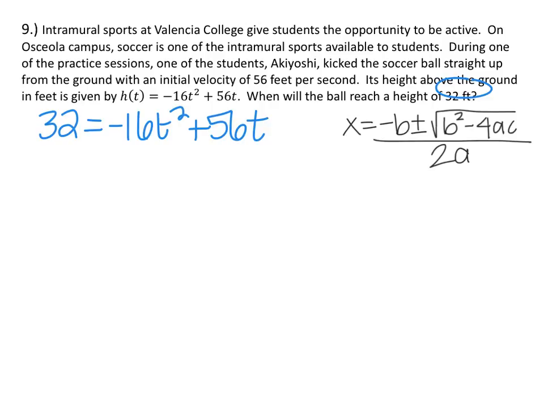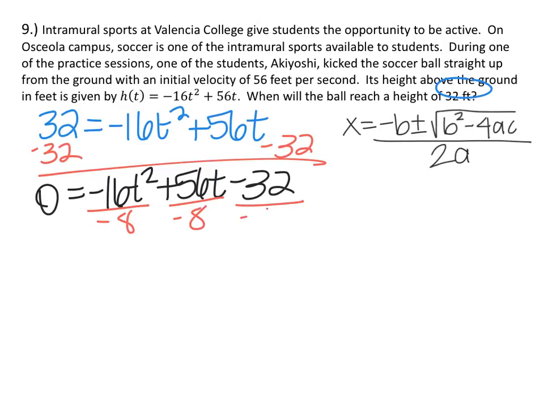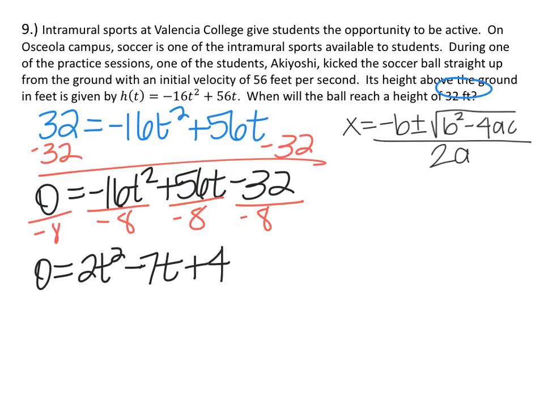And it's a quadratic, so we want to set it equal to 0 so we can solve it. So we're going to subtract 32 from both sides. So we're going to have 0 = -16t² + 56t - 32. Now we can simplify by dividing everything by negative 8. That's a common factor. So that's going to give us 0 = 2t² - 7t + 4. Now we can solve using the quadratic formula.